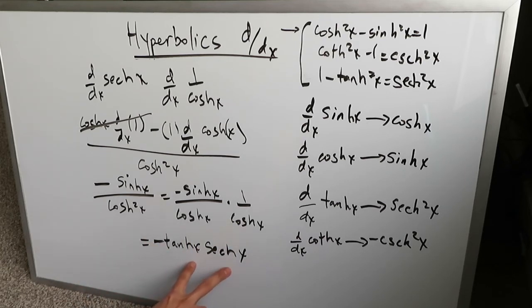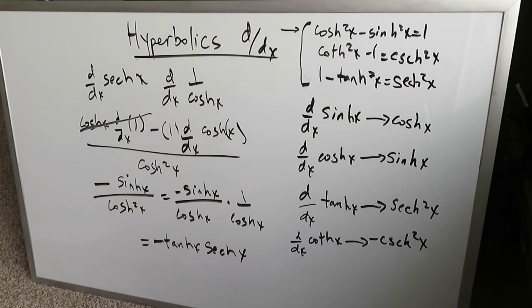Here, instead of secant x and tan x, we have a minus involved, and we have hyperbolic tan times hyperbolic secant. It's very close to that. And look over here, this is also very close to this trigonometric derivative of the cotan function. Remember, the derivative of the cotan function was just a minus cosecant square x. Here we're getting a minus cosecant h squared x, a hyperbolic version of that.